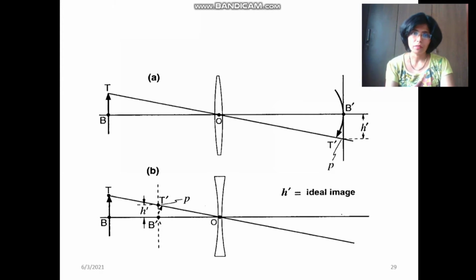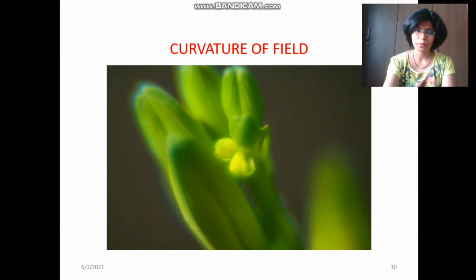Now another figure shows the presence of curvature of field in the image formed by the concave lens. This type of aberration is present even if the aperture of the lens is reduced by suitable stops, usually used to reduce the spherical aberration, astigmatism and coma also. Now there are different methods to reduce this curvature of field.